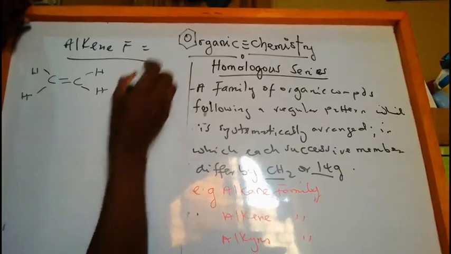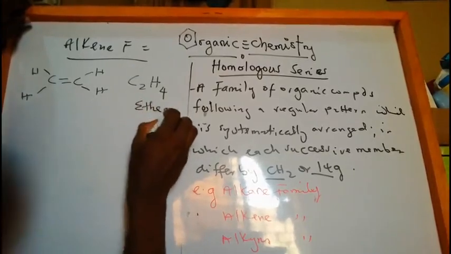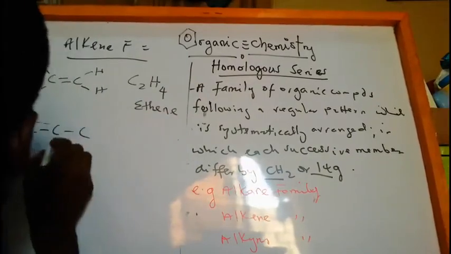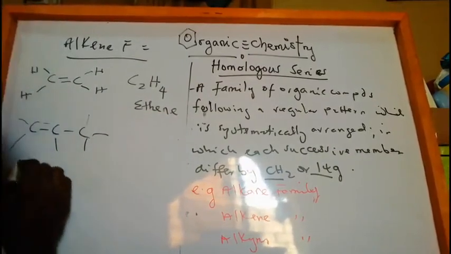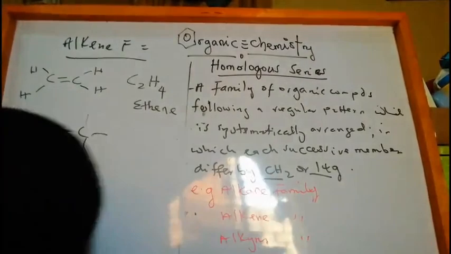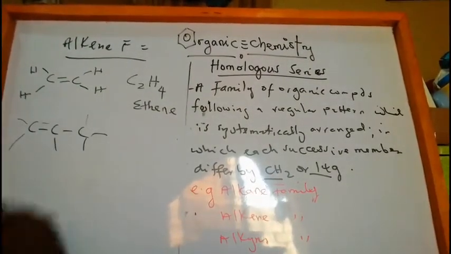So this is C2H4, right? This is called ethene. The next member is this. We shouldn't forget that every carbon atom has 4 bonds. So that's why we have this.